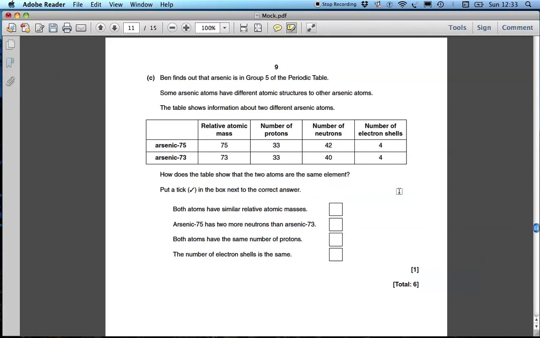This question was answered very, very well. You were being asked, how does the table show that the 2 atoms are the same element? And it was because the number of protons were the same. That's what gives an element its identity, the number of protons that it has.